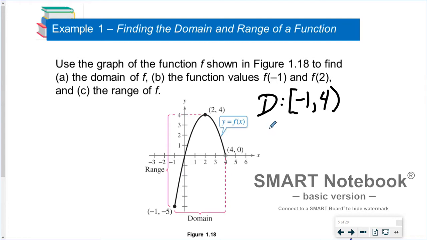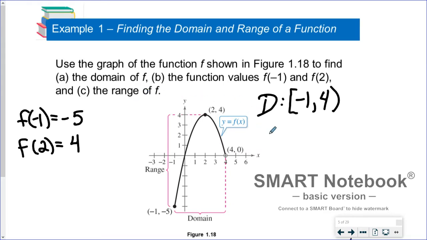All right, b, it wants us to find the function values of f(-1) and f(2). So we'll do that over here. For f(-1), of course, we go to the x-coordinate of -1. We go to the graph at that x-coordinate, and we say, okay, what is my y-coordinate? Well, my y-coordinate is obviously right here at -5. So f(-1) equals -5. All right, and f(2). So again, of course, we go to the x value of 2. We go to our graph at that x-coordinate, and we say, what is my y value? Of course, that is 4.